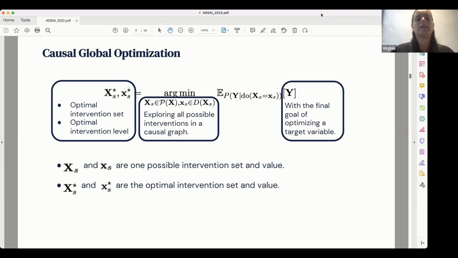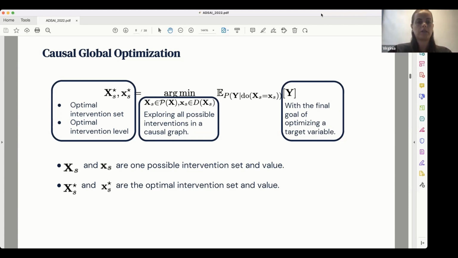So if we want to find the optimal intervention in a graph, what we need to solve is a causal global optimization problem that can be written this way, as the equation in this slide. And we're going to see the different elements together. So in a causal global optimization problem, we try to find the optimal intervention set and optimal intervention level, that are denoted by the capital X star and the small x star, that are minimizing or maximizing a quantity that is a causal effect, in this case an average causal effect for the target node, where the expectation is computed with respect to the interventional distribution.